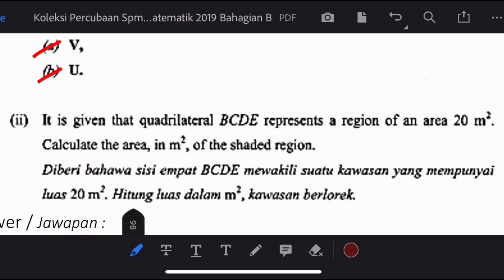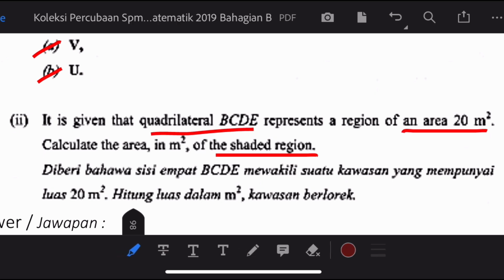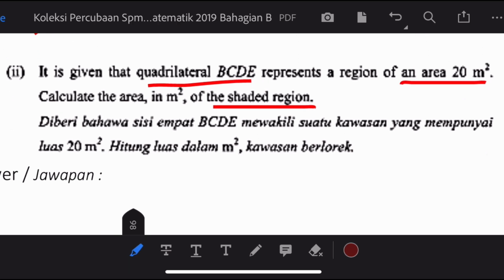Part 2 is given that quadrilateral BCDE represents a region of an area of 20 meters square. Calculate the area of the shaded region. For this question, I have suggested the formula to you. We always use the area of the image over the area of the object equal to k square, remember? Let me show you the formula. I'm afraid that you forgot it.